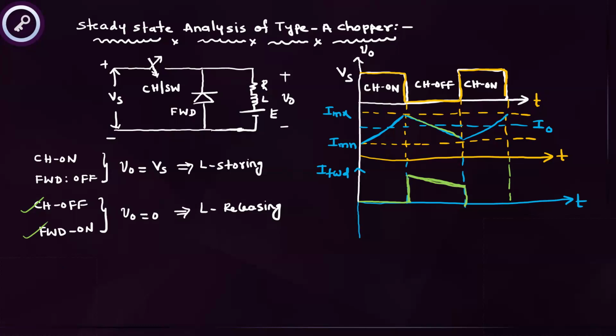By doing the steady state analysis, we have to find I maximum and I minimum. I'm not giving the derivation, I'm directly writing the formulas. These formulas are important only for GATE. The remaining observations are important from the PSU's point of view also. Using steady state analysis, you find the I maximum for the RLE loop.